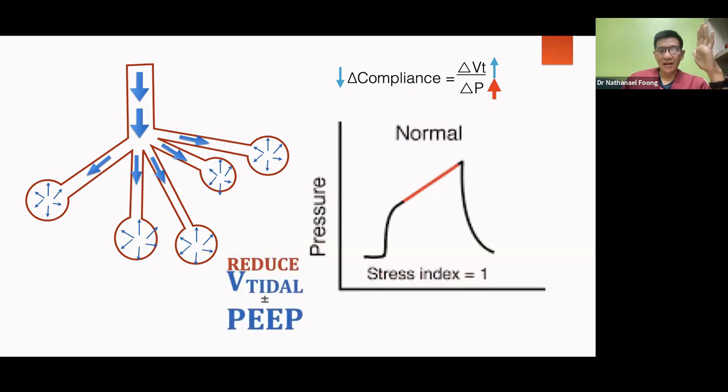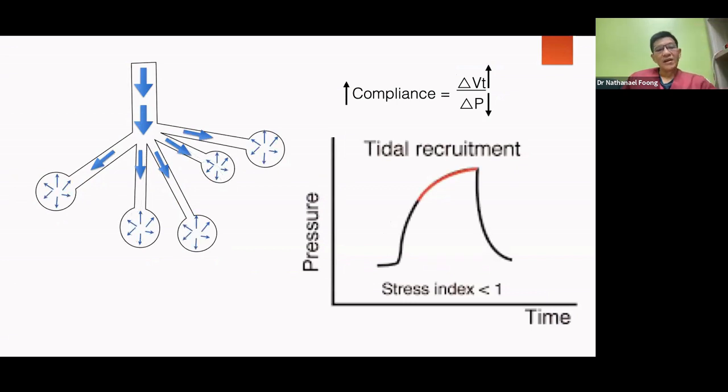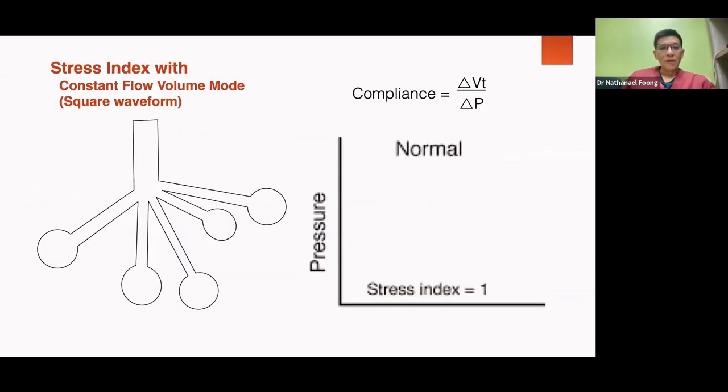Whereas in the third scenario, there's a collapsed lung, and the ventilation goes in and the alveoli start to expand during the tidal volume breath itself. This will cause a drop in the pressure, and the stress index is less than 1. So how do we use this in our management of the ventilation of the patients? We can use this to titrate PEEP and titrate the tidal volume.